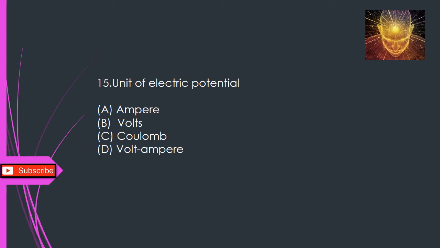Unit of electric potential: A. Ampere. B. Volts. C. Coulomb. D. Volt ampere. Correct option is B. Unit of electric potential is volts.